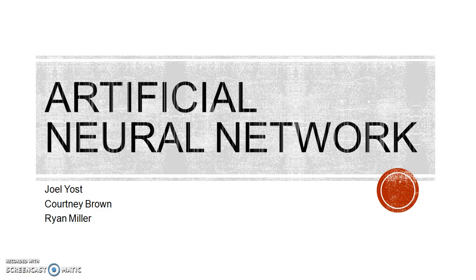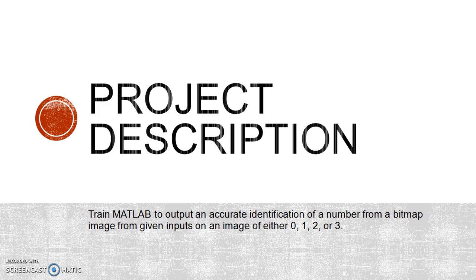For our Engineering 305 data analysis project, we made an artificial neural network. The team members were Joel Yost, Courtney Brown, and Ryan Miller. For our project, we are training MATLAB to output an accurate identification of a number from a bitmap image, given inputs on an image of either 0, 1, 2, or 3.